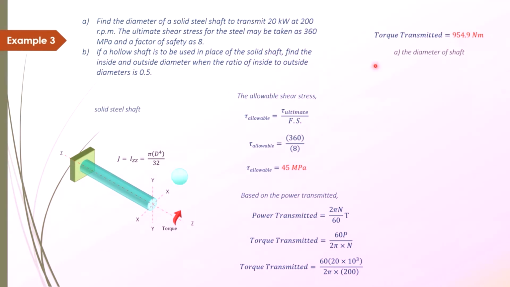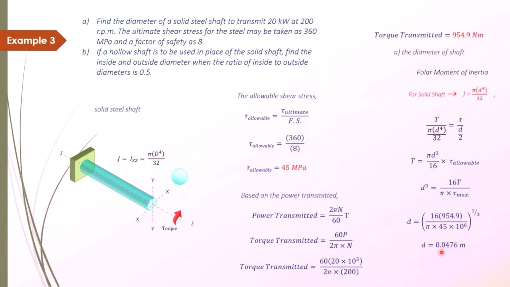Then the next thing, we are still in part A, is to find the diameter of the shaft. Based on the polar moment of inertia, same thing as before, but this shear stress here would be the allowable shear stress, not the ultimate shear stress. You can't design any machine components by referring to the ultimate values. Usually we take the allowable values after dividing the ultimate by its factor of safety.